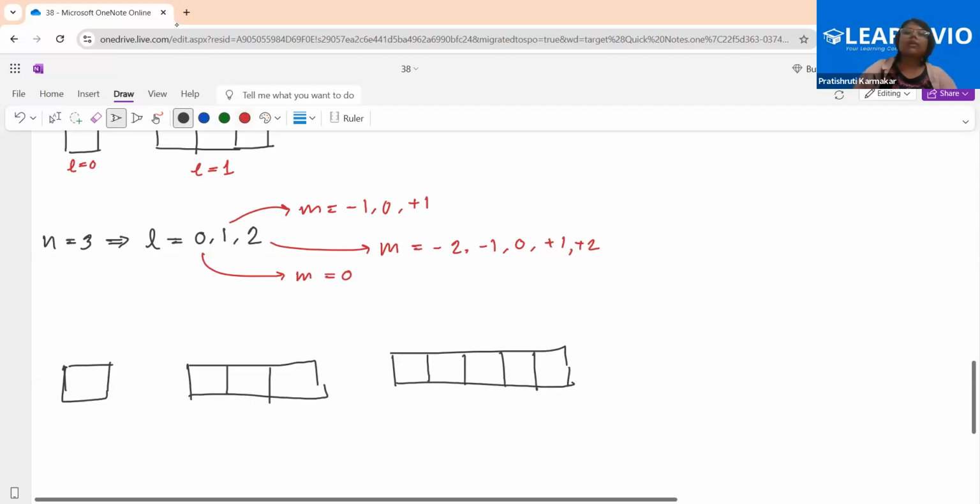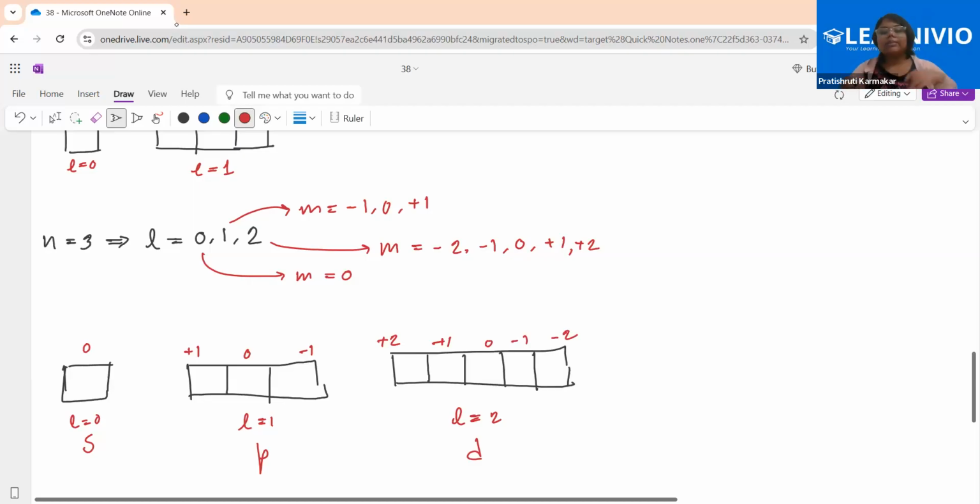And if we assign the m values now, this is L equal to 0 with m value 0, this is L equal to 1, and this is L equal to 2. So this is our s orbital, this is our p orbital, and this is our d orbital. You remember I have shown you the shapes of these orbitals? I have drawn that also. Here the values of m are +1, 0, -1, and this will be +2, +1, 0, -1, -2. So you are understanding it, right?